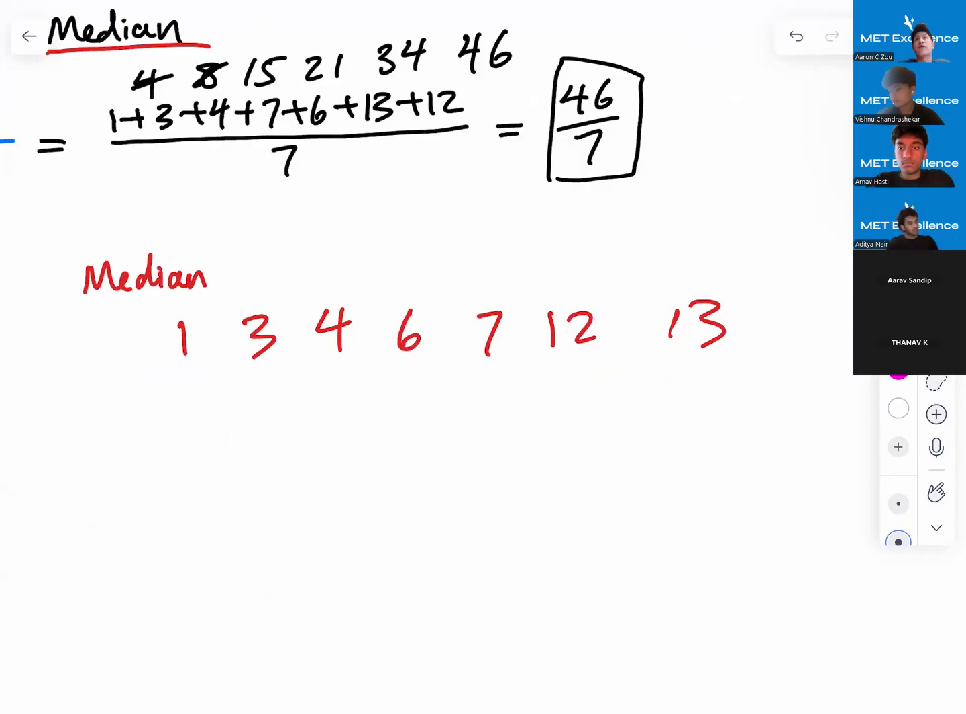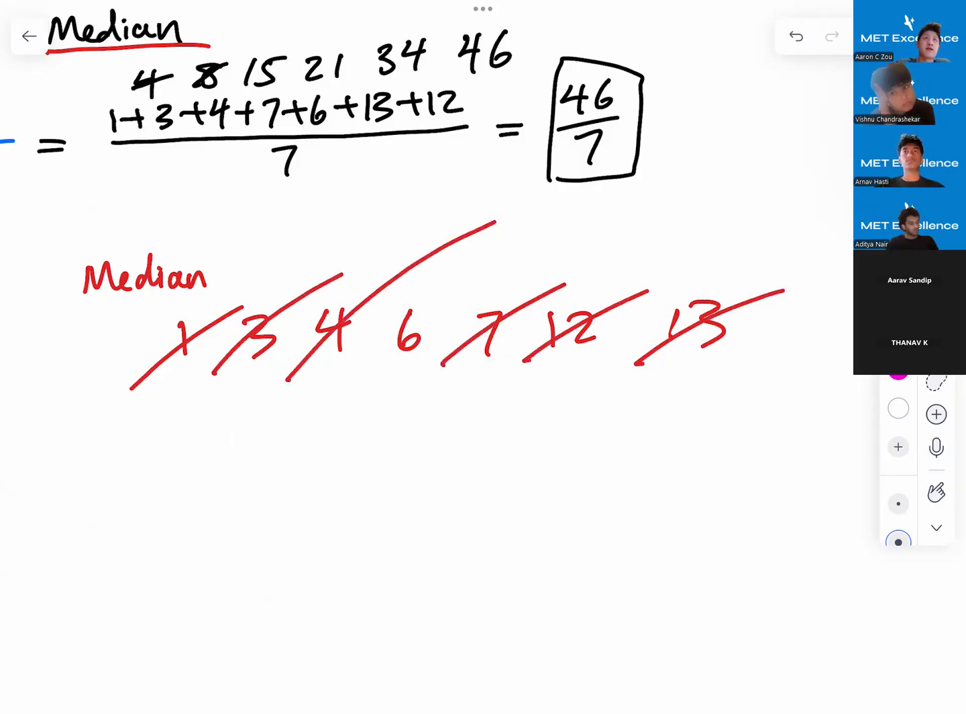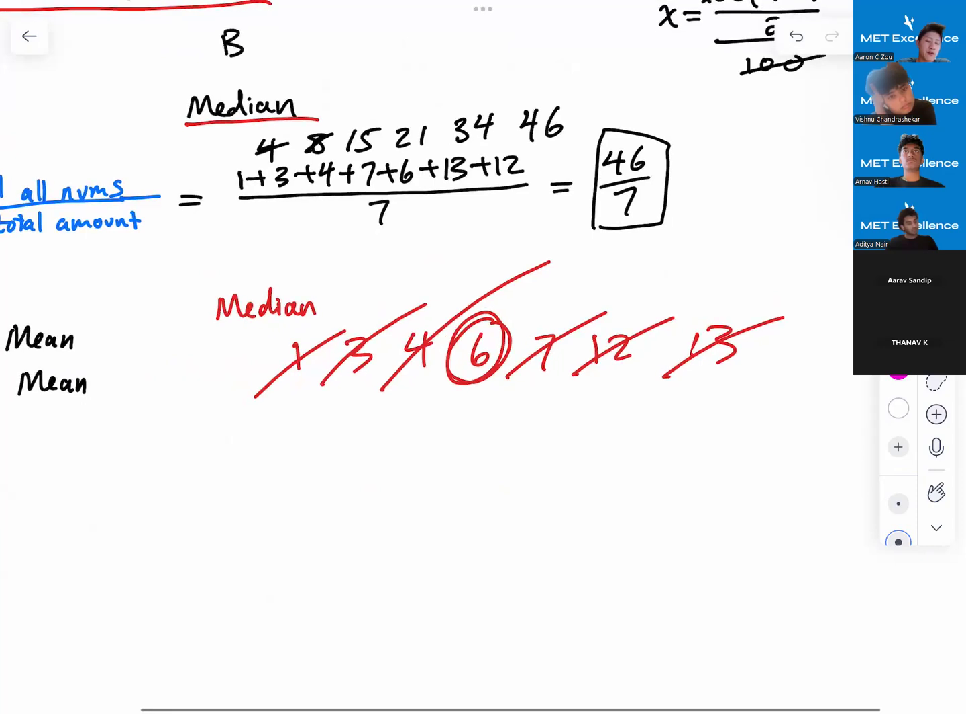And now all we have to do to find the median is find the middlemost number. So let's cross out 1, cross out 13, cross out 3, cross out 12, cross out 4, cross out 6. Or 7, cross out 7, not 6. And we see that the median is 6. So that is the way to always find the middlemost number. You will order the data set and then cross out the numbers.